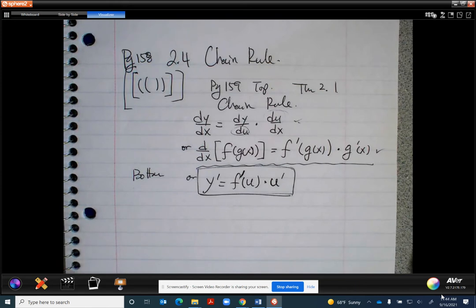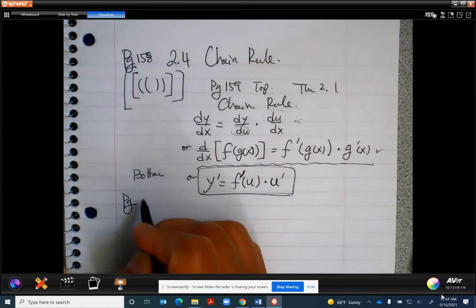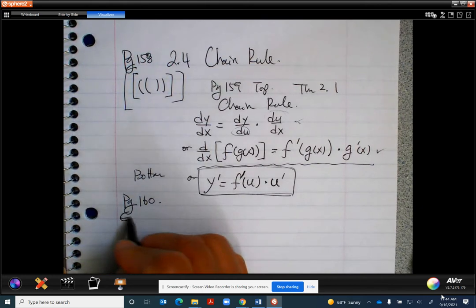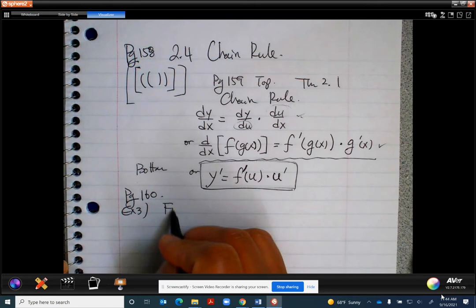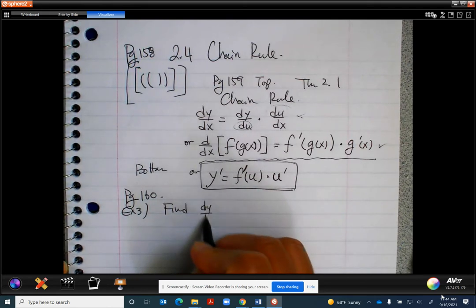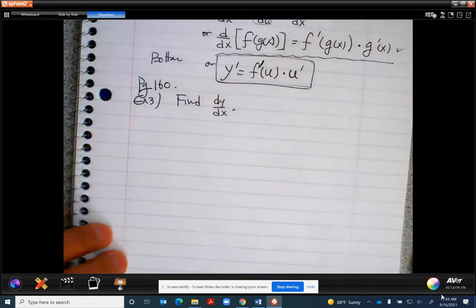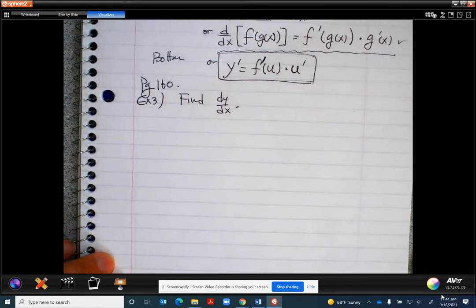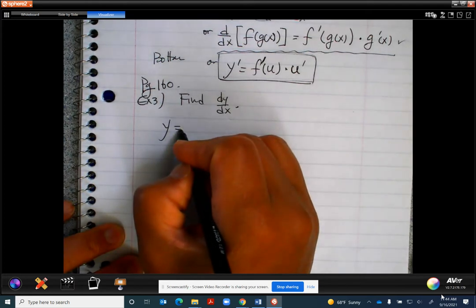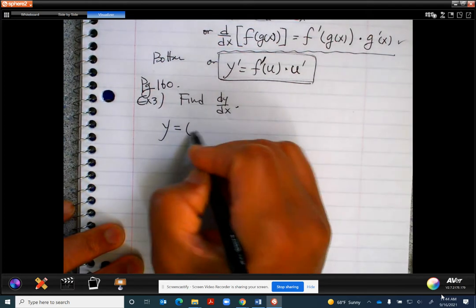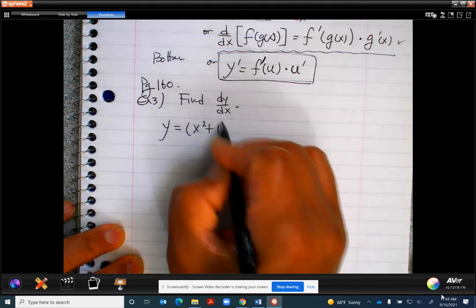So let's go to example 3 on page 160. This is example 3. It says you want to find dy over dx. This notation is just telling you to find the derivative, right? dy over dx is a derivative. And we have y is equal to parentheses x squared plus 1, to the third power.